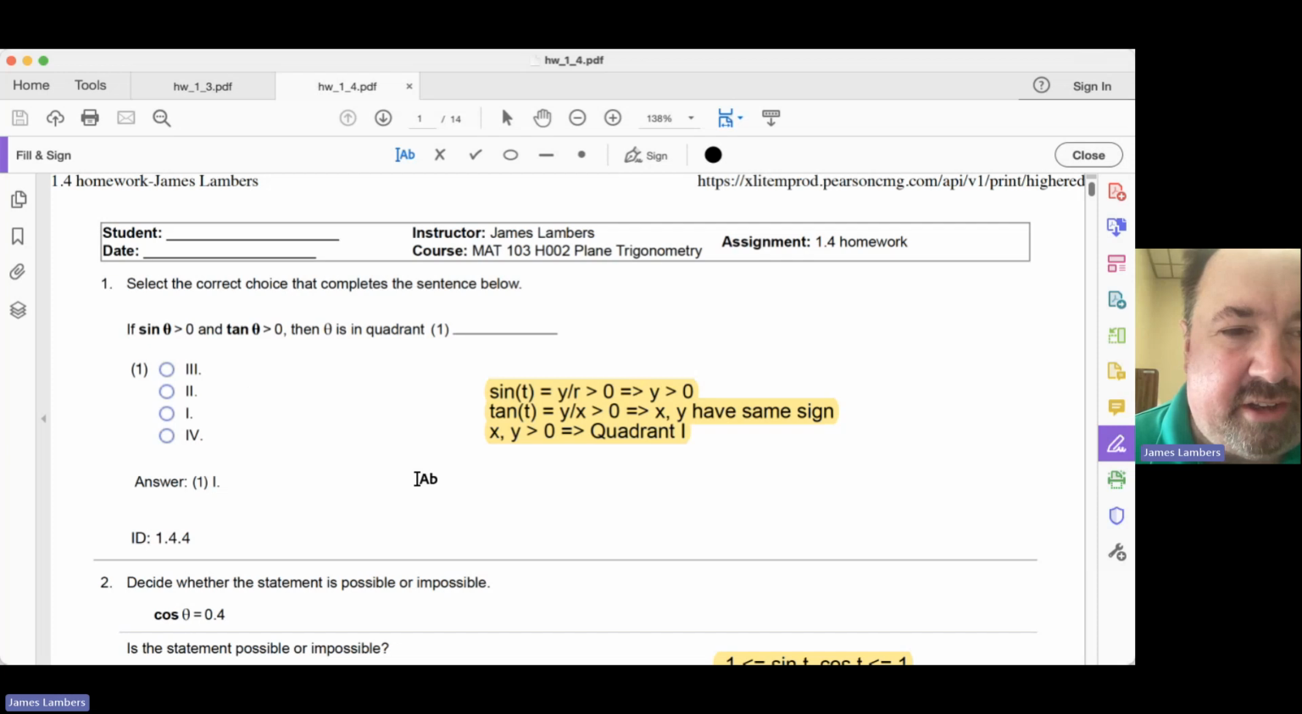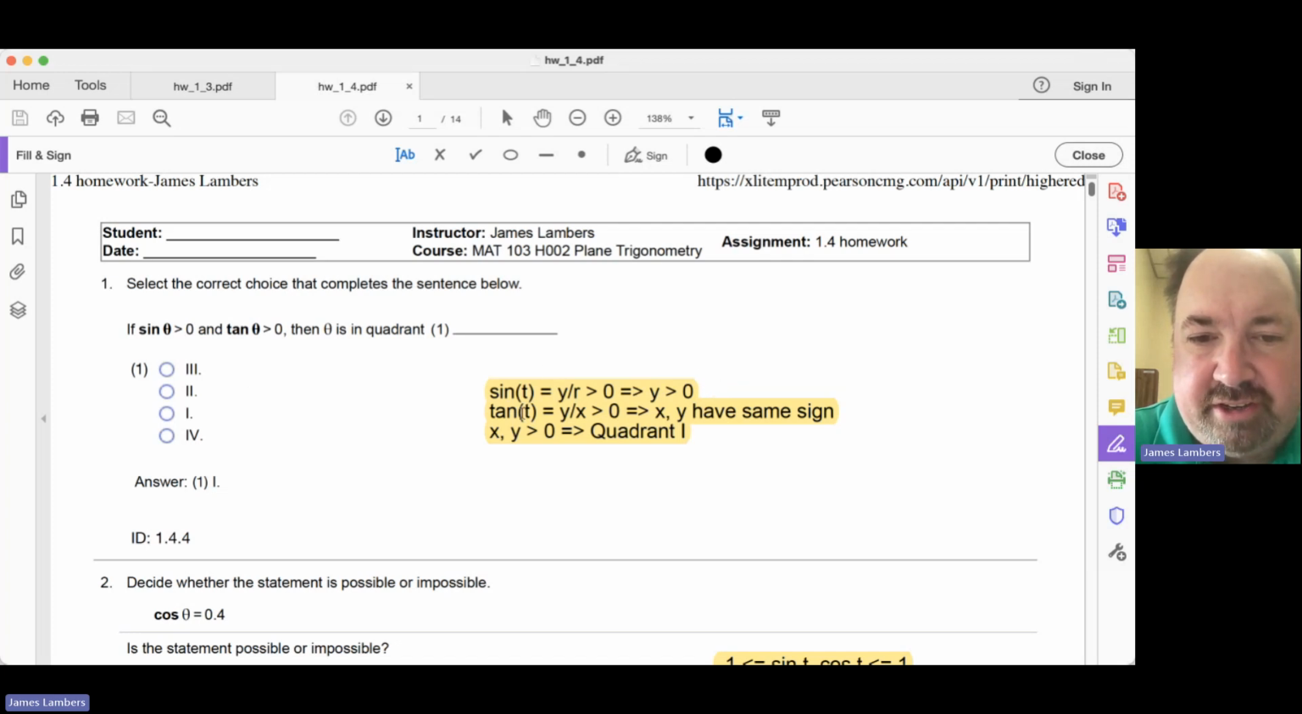So we need to get a handle on whether x and y are positive or negative based on what we're given here. Now, you use a definition of these functions. So sine of theta is y over r. R is always positive. So if sine is positive, that means that y and r have to have the same sign. So that means that y is positive. So right off the bat, you know you're in quadrants 1 or 2.